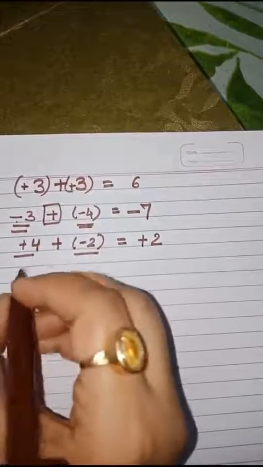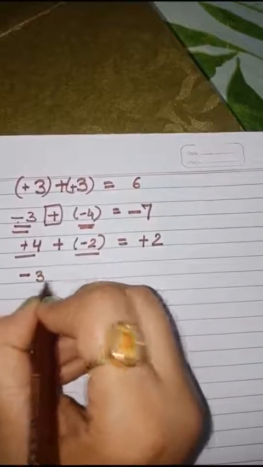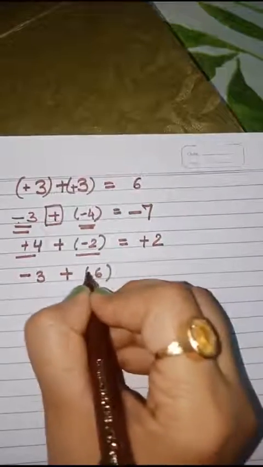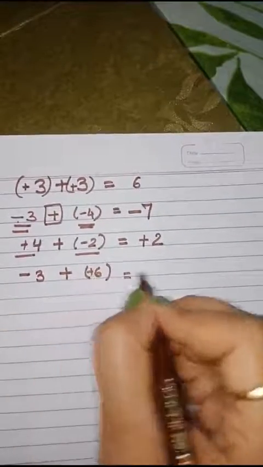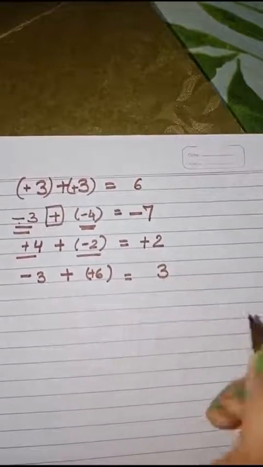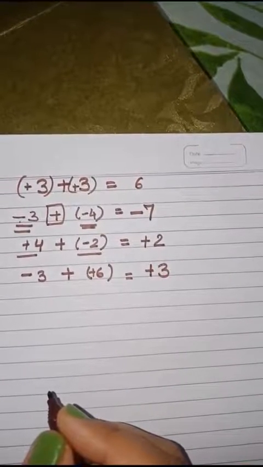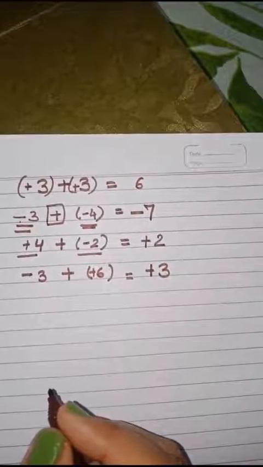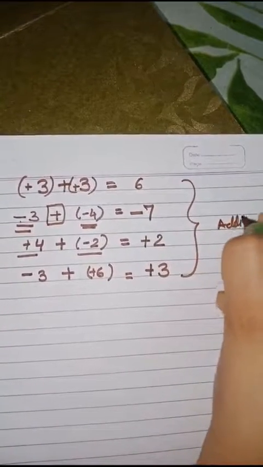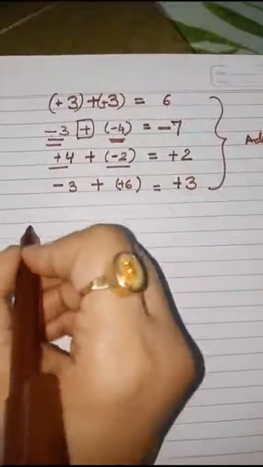Similarly, minus 3, negative, and a positive number 6. That means minus plus is minus. So we will subtract 3 from 6, that is 3, and the sign of the greater number. So this is how we have to do addition. Now we will cover the properties of integers.